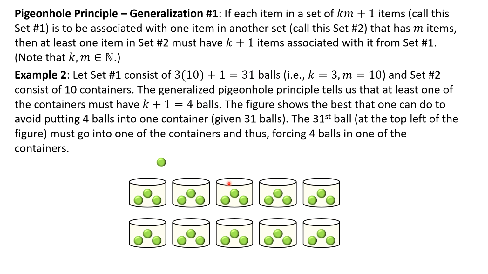We have these 31 balls and 10 containers, and we want to try to avoid having 4 balls in any one container. So the worst case would be, or depending on your perspective, the best case would be to put 3 balls in each of these 10 containers, and we still don't have 4 balls in any one of the containers. But when you decide where to put that 31st ball, you have no choice. You're going to have one container that has k plus 1, or 4, balls in it.